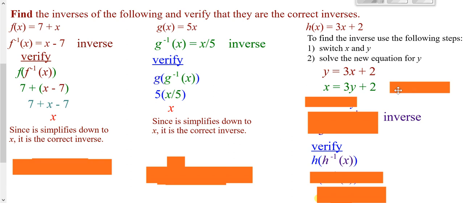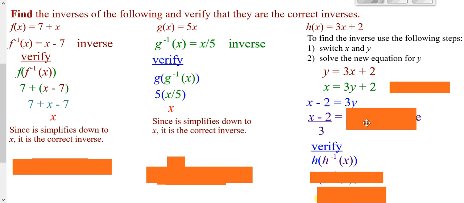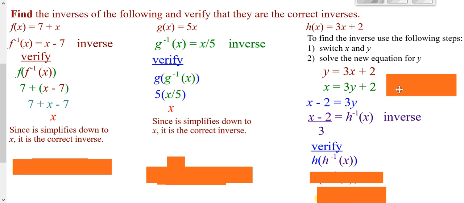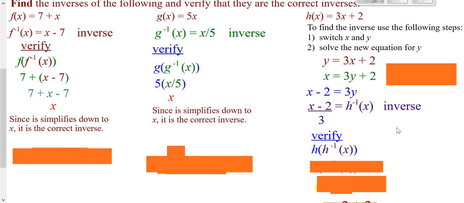Now we solve it for y, so we can get rid of the 2 by subtracting 2 from both sides. Then we can go ahead and divide by 3, or multiply by 1/3. Now this would be our inverse. We had h of x here, so we write the inverse of h here. So now, to verify if this is correct, we want to plug in our inverse into our original.